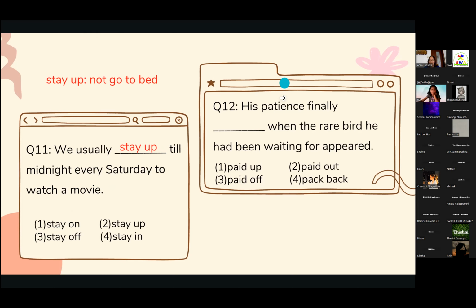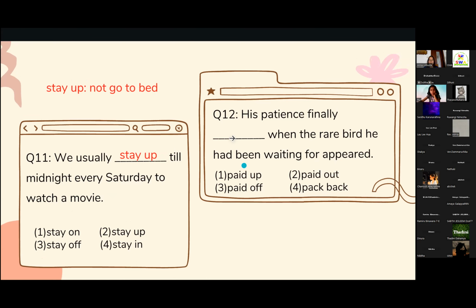Then question number 12. So his patience finally blank when the rare bird he had been waiting for appeared. Yeah, you can type your answers. Is it someone put 3 answers?